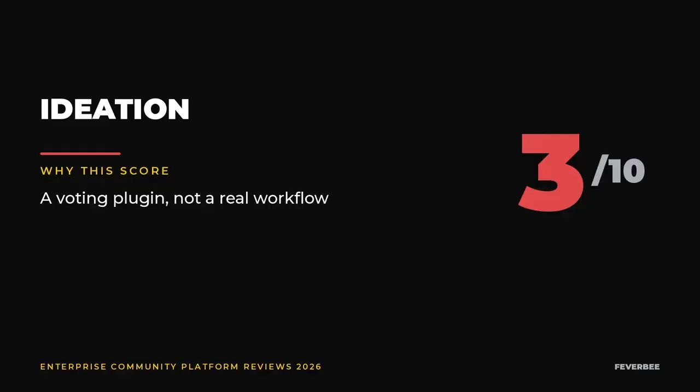Two is Ideation, where I also give it a 3. There is a topic voting plugin that creates vote-sorted idea categories, and real communities use it in production, but it isn't a purpose-built ideation workflow. If feeding your product roadmap is the main point of your community, Gainsight is miles ahead here.